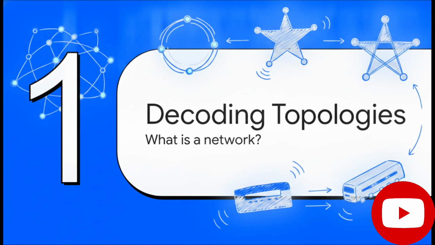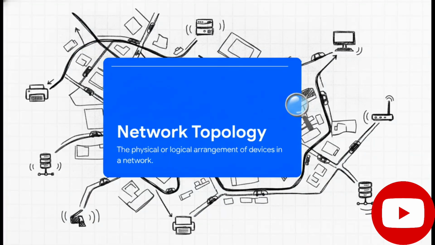Section 1. Decoding network topologies. So what exactly are we talking about when we throw around the word topology? Well, think of data like traffic and cables like roads. A topology is basically the literal city map that dictates how information gets from point A to point B. Whether we're talking about computers, printers, servers, or routers, network topology defines their physical placement and the logical rules for how they talk to one another across that setup.